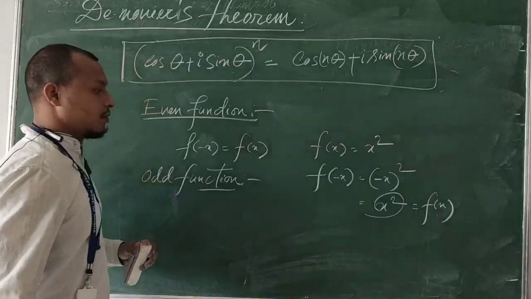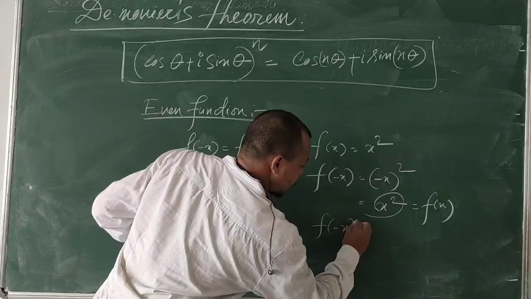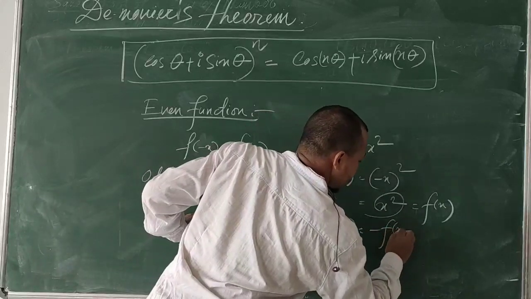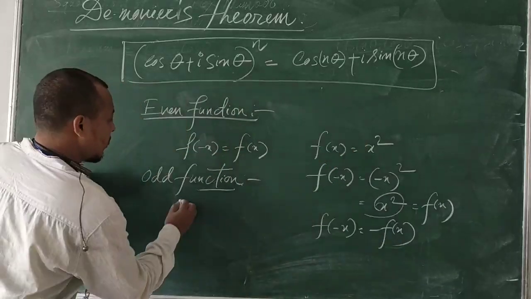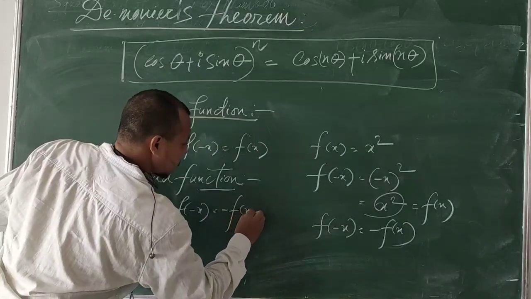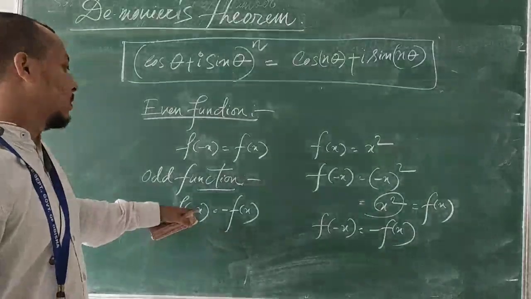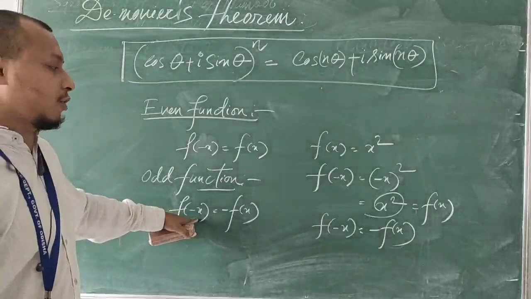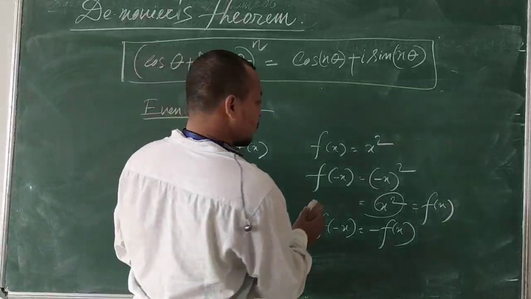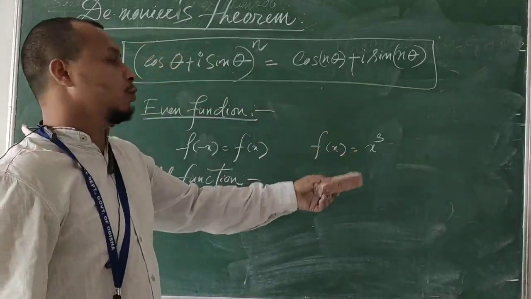What is an odd function? An odd function is nothing but what? If you are going to replace, f of minus x, you will get minus f of x. Okay? It means f of minus x is equal to minus f of x. If this is the way you are finding, then this is called what? Odd function. I am going to give another example. So this is x cube. Okay? f of x is equal to x cube.